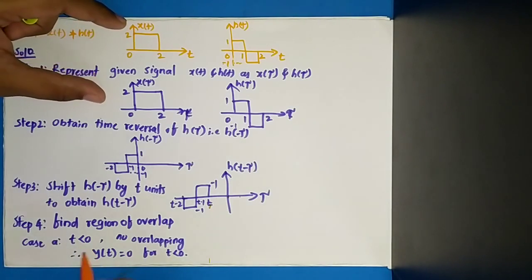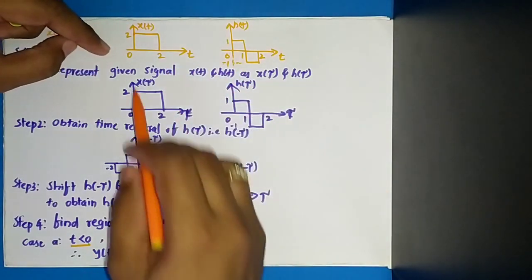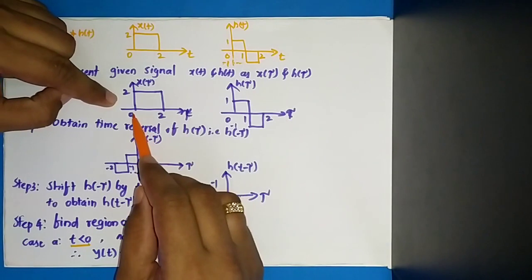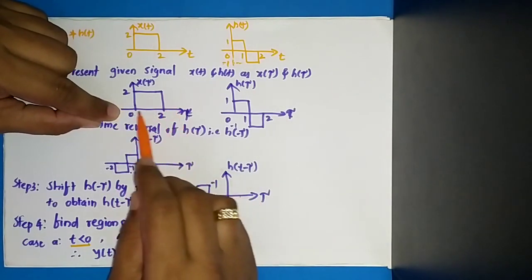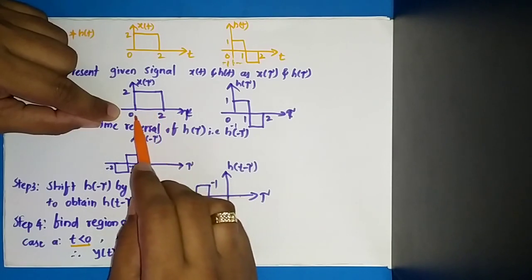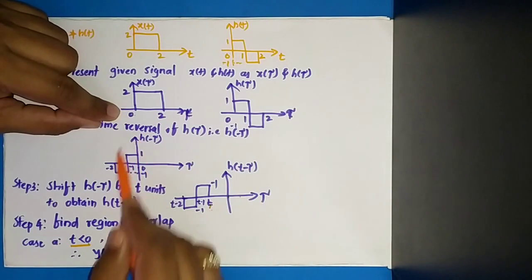Okay, so how do I decide whether it has to be less than 0 or something? This depends on the h of tau here. So h of tau starts at 0 and ends at 2, so it lies only on this side. So I have to check for this condition: t should be less than 0.